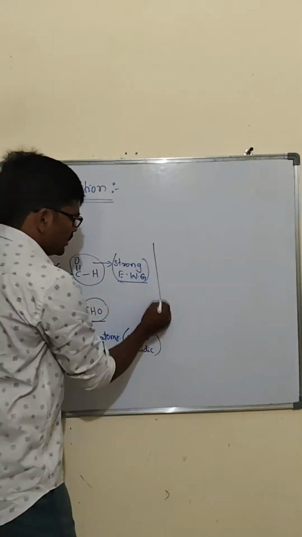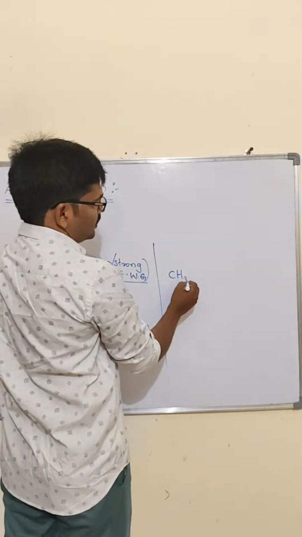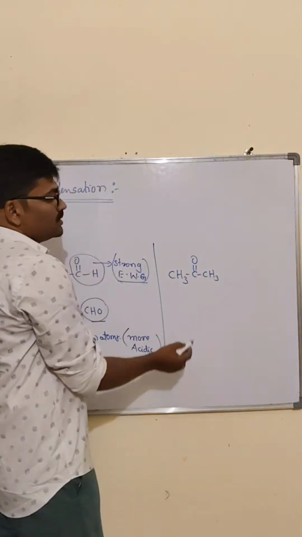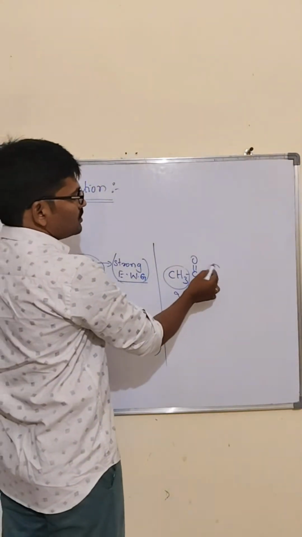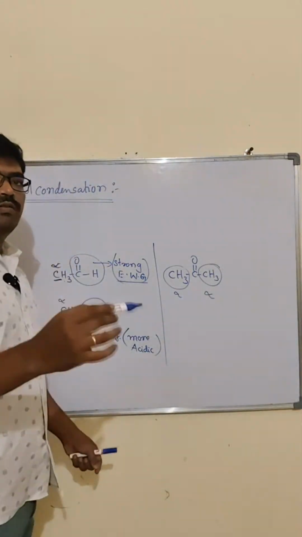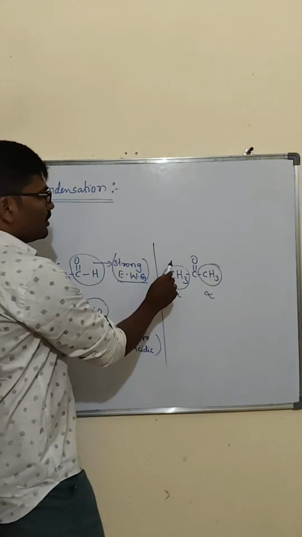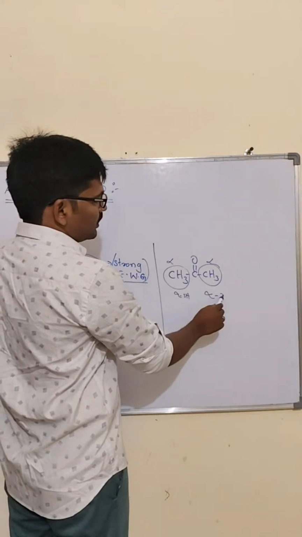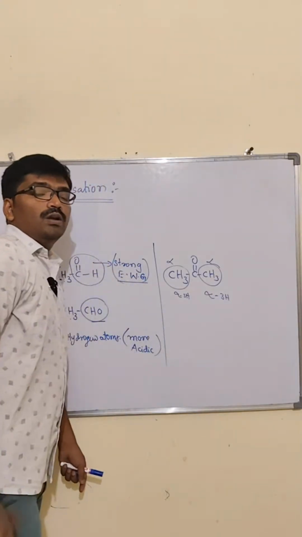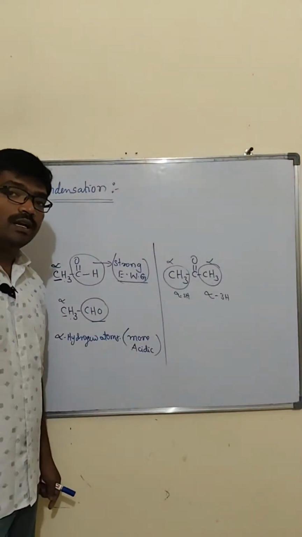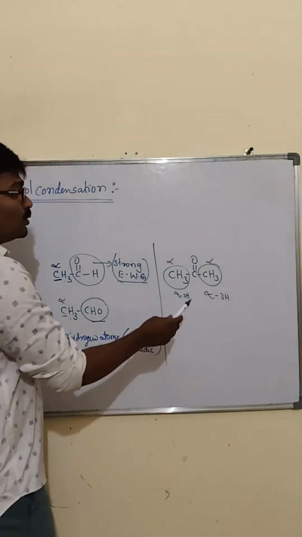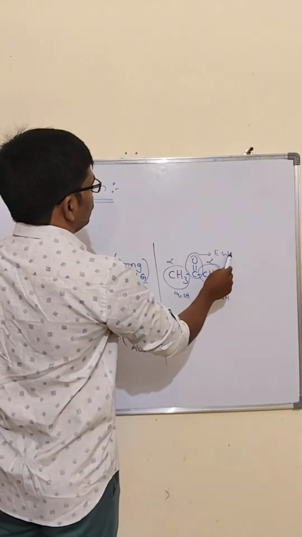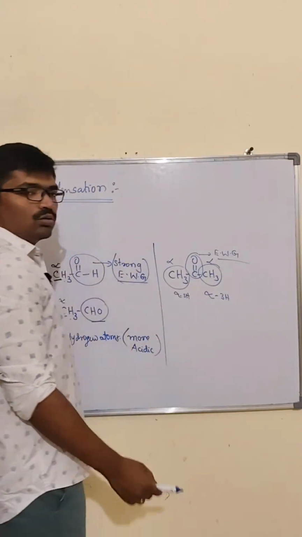That you have to remember. Even in the ketone, same thing. Ketone: CH3, then C double bond O, then CH3. Just assume it. So these are alpha hydrogen atoms. Even these are alpha hydrogen atoms. Both of these are alpha hydrogen atoms. This is the alpha carbon, this is the alpha carbon. So how many alpha hydrogen atoms are here? 3 alpha hydrogen atoms. Even here also 3 alpha hydrogen atoms are there. Alpha hydrogen atoms are more acidic due to the presence of a strong electron withdrawing group.